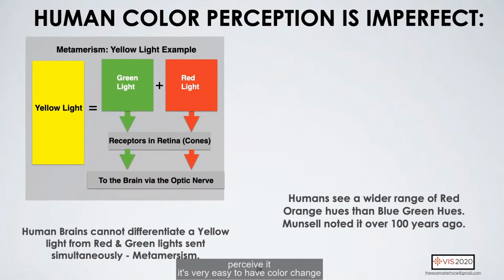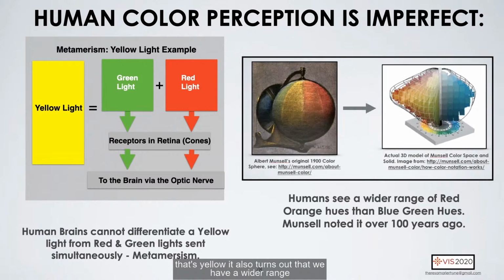It's very easy to have color change depending on what kind of background it's up against. It's a very slippery slope. In human brains, it's been shown we can't differentiate between a yellow light and a red and green light shown simultaneously. Projectors know this, so they shine red and green together, and our brain says, oh yeah, I got it, that's yellow.